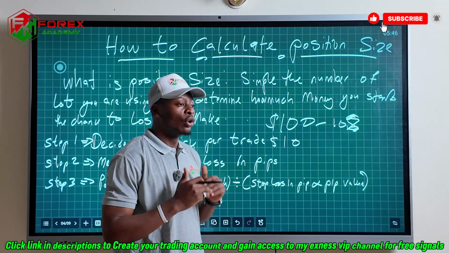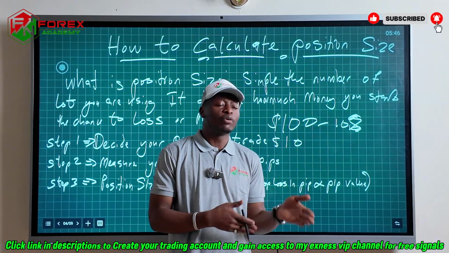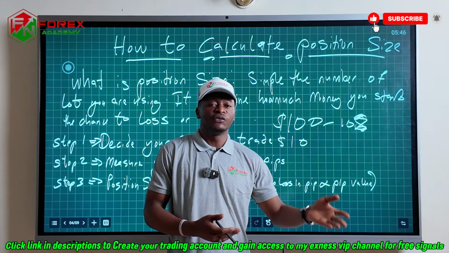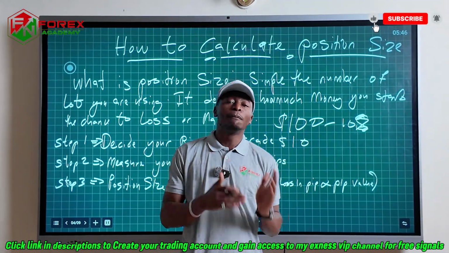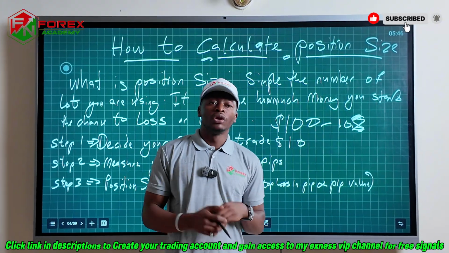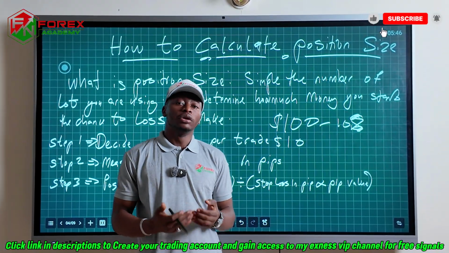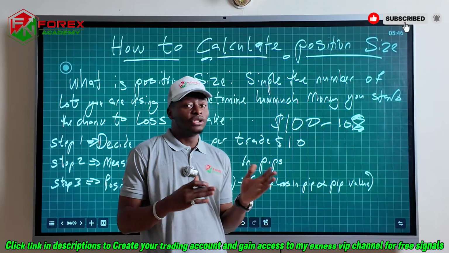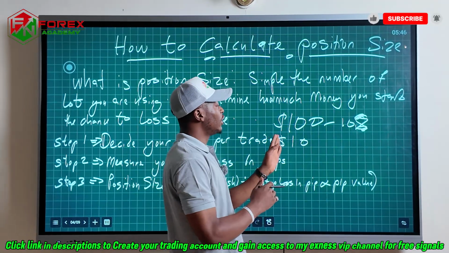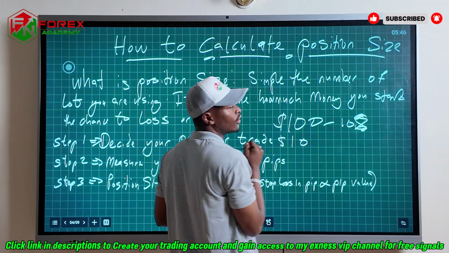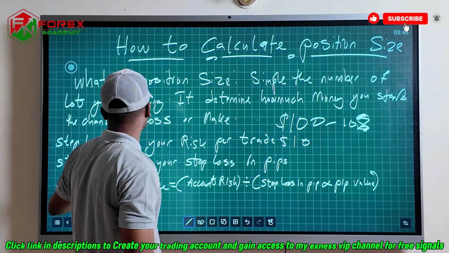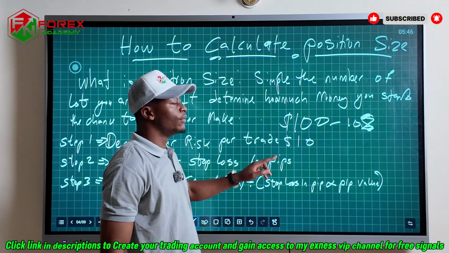It's very understandable. 1% is going to work if you have a prop firm. Maybe you have a prop firm of $50,000, or a prop firm of $10,000. I would recommend you risk a maximum of 1% per trade. But if you're trading a personal account, then 5% or 3% is ideal for a beginner. So let's say at this point, based on my example, I want to risk 10%, which is $10, right? The next thing I want to look at: measure your stop loss in pips.